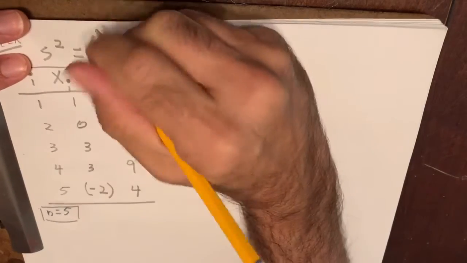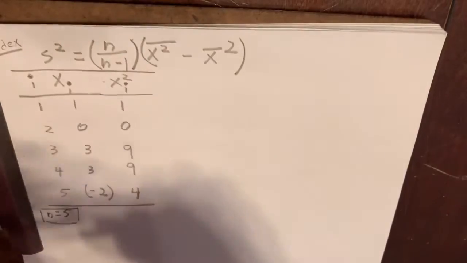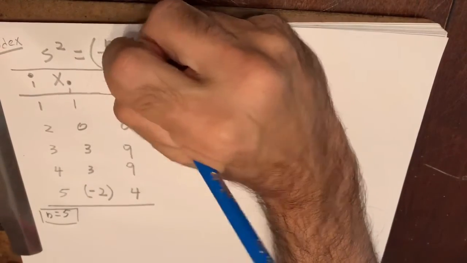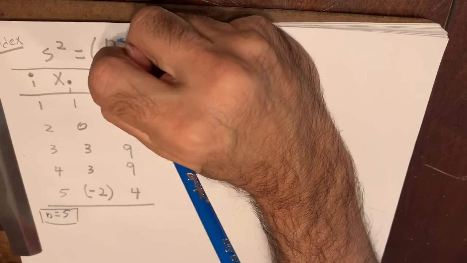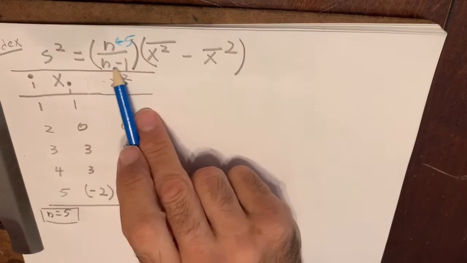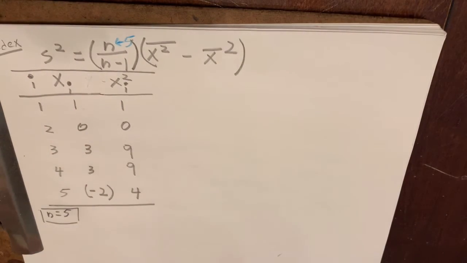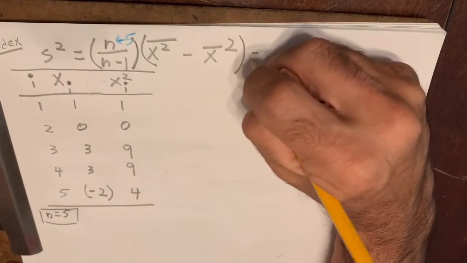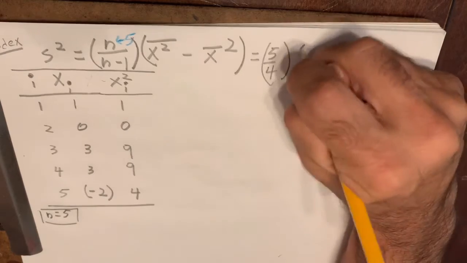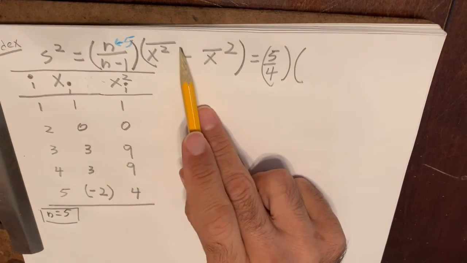So we know we're going to put a 5 in here. I'm going to use a different color. We're going to put a 5 in here. And this 5 minus 1 is 4, so we're going to put a 4 over there. So right away, this is going to be 5/4 times. Now we have to find the average of the squares.